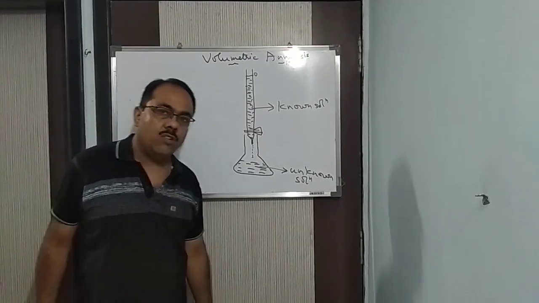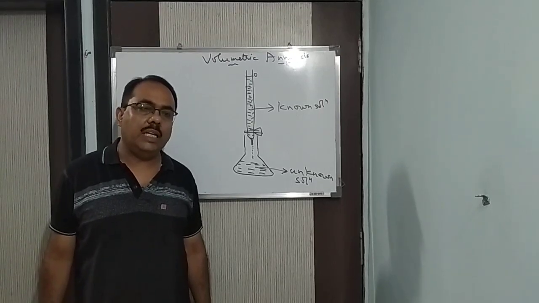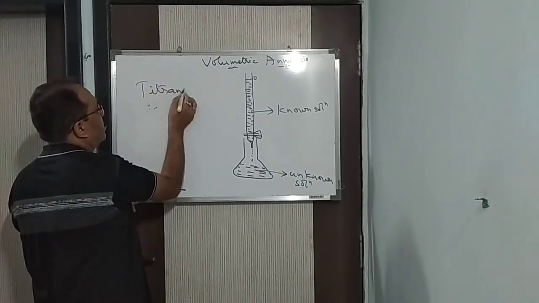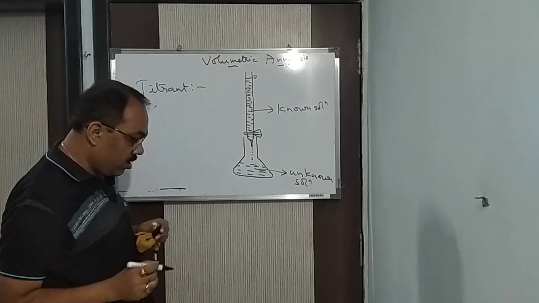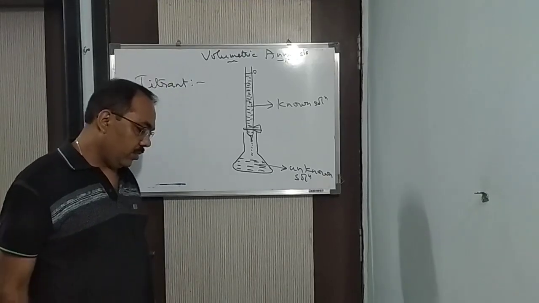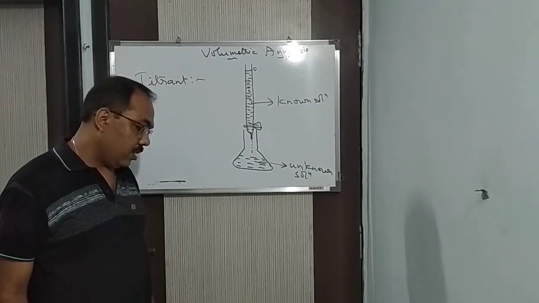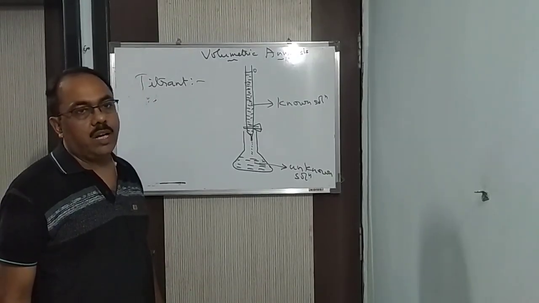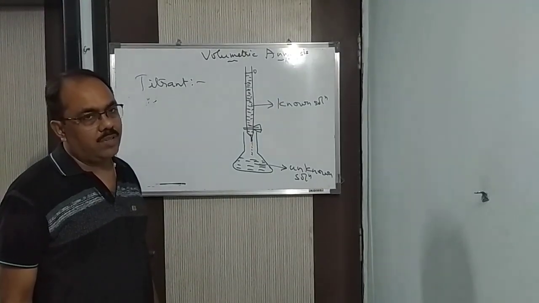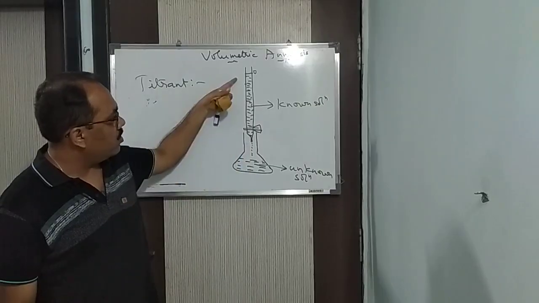Now we have an unknown solution and a known solution. Next, write the heading: titrant. The reagent or substance whose solution is employed to estimate the concentration of the unknown solution is termed the titrant. Generally, what we take in the burette is called the titrant.